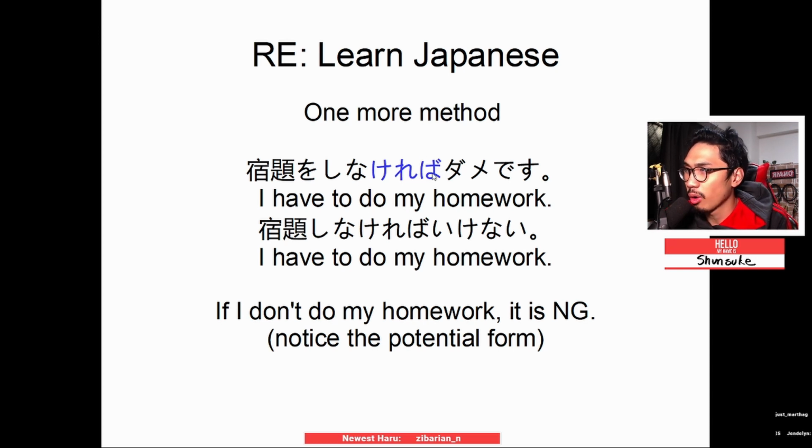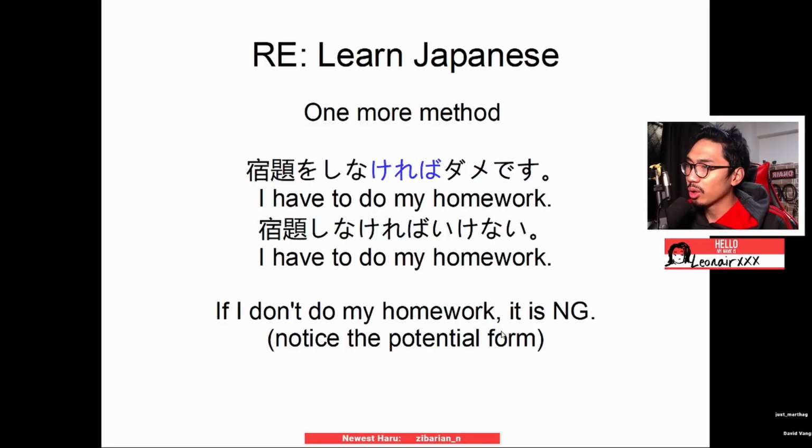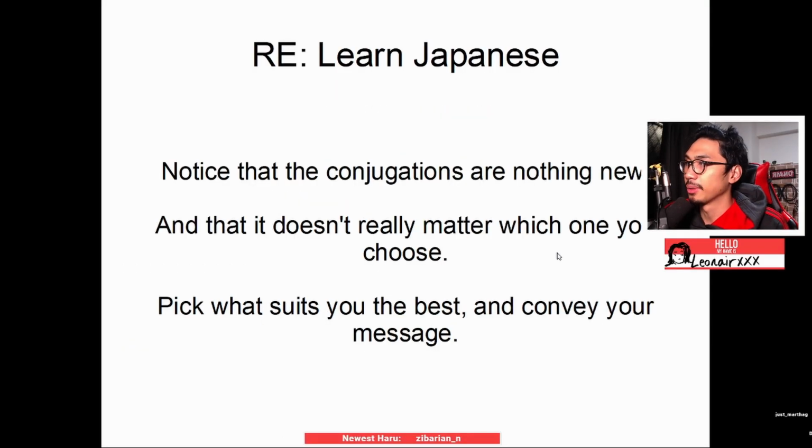There's a pattern of potential form. And is it going to be a positive potential or a negative potential? We have chosen here the negative potential. So しない, しなければ. So if I don't do homework, not good. ダメです. If I don't do homework, I cannot progress. Therefore, I have to do my homework. You see how you flip it around and think backwards rather than thinking forward. If I don't do my homework, it is NG. And notice the potential form like we just said. Notice that the conjugations here are nothing new at all, and it doesn't really matter which one you choose. Just pick what suits you best and how you want to convey your message the easiest way.